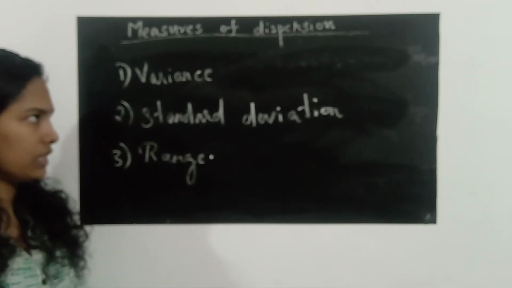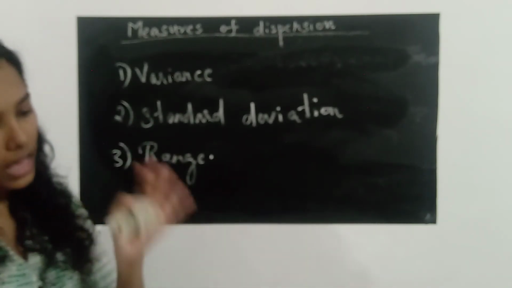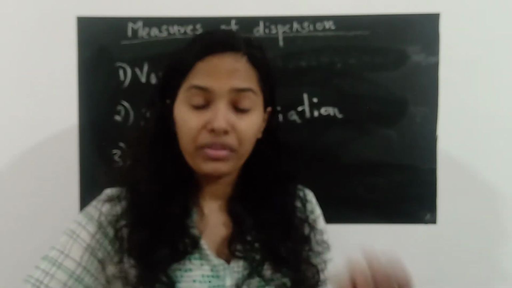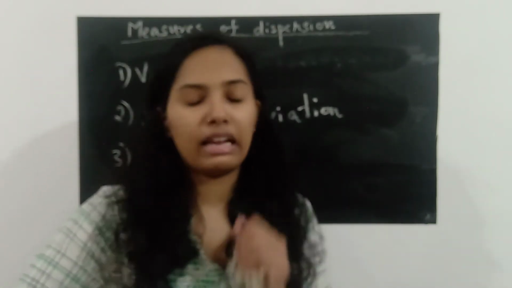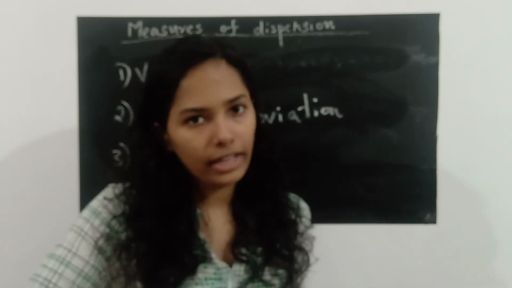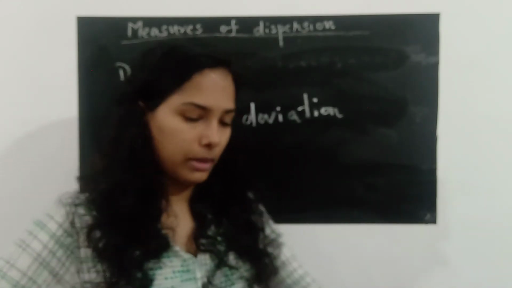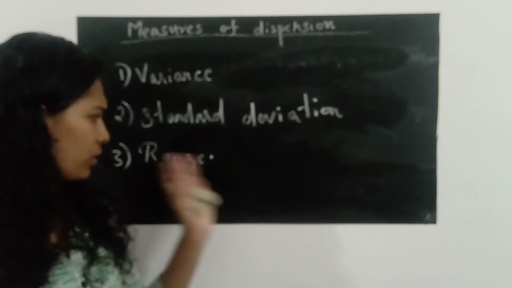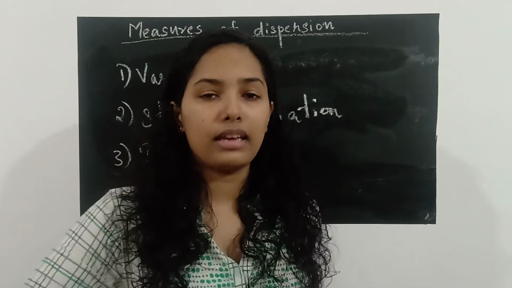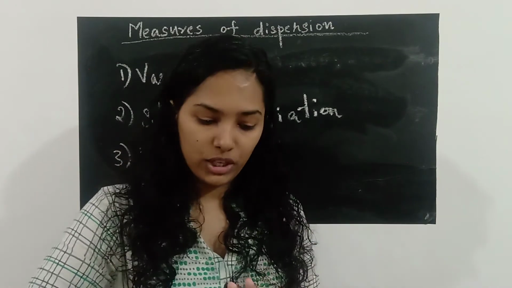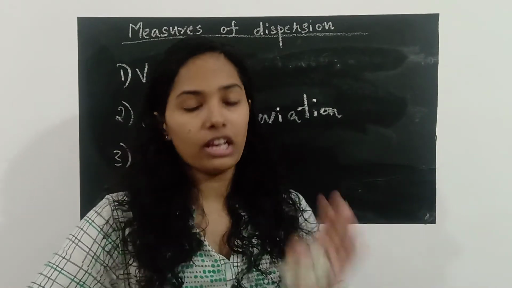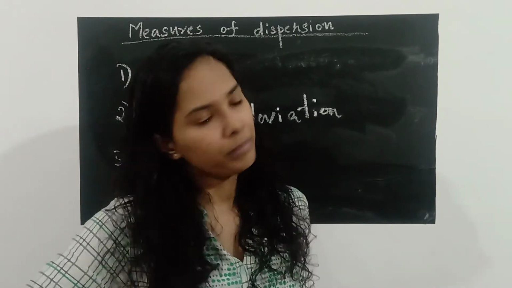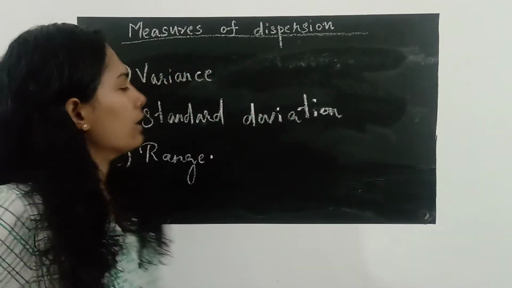Whichever we may be calculating, one important thing is that the measure of dispersion will always give a non-negative real value. Whether we are calculating variance, standard deviation, or range, the measure of dispersion will always give a non-negative real number.